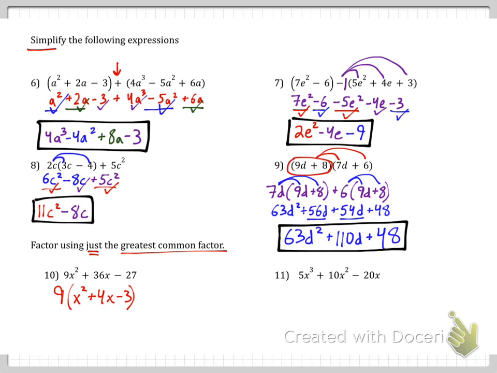Inside the parentheses, we get x squared plus 4x minus 3. And that's all we're going to do. Just factor out the GCF. There's no variable on the negative 3, so there's nothing else that we can factor out of those 3 terms. And then we're done.